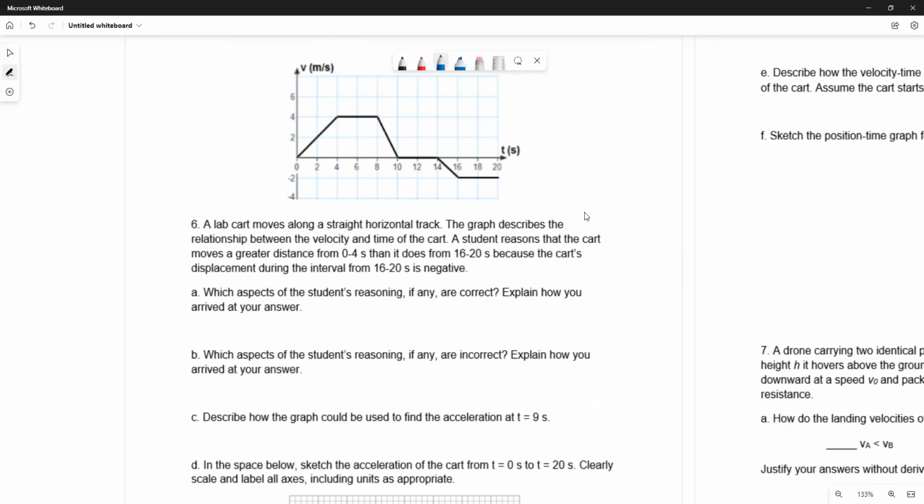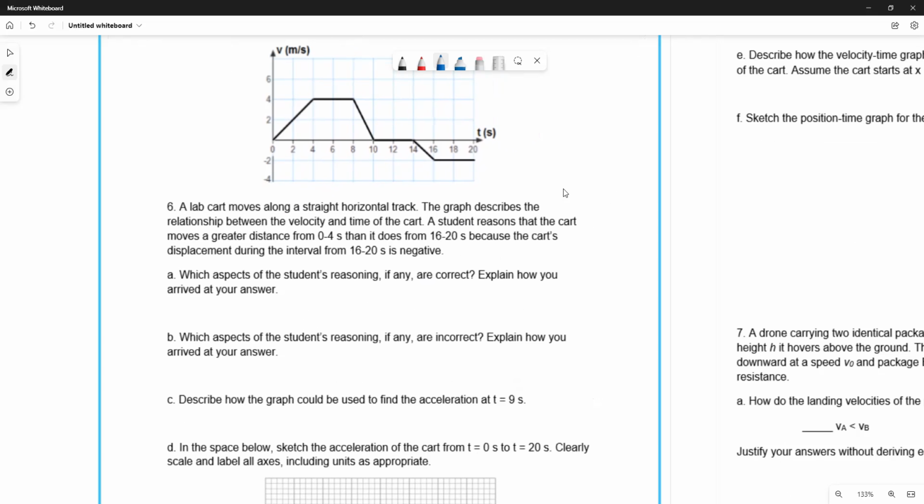Number 6. This is a throwback for me. We're looking at a velocity graph. You're asked to explain situations based on the graph that you're seeing here, right?